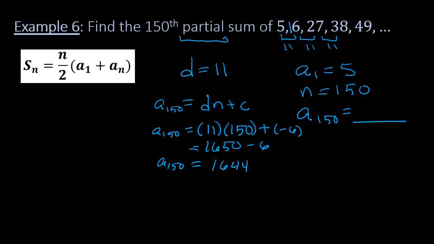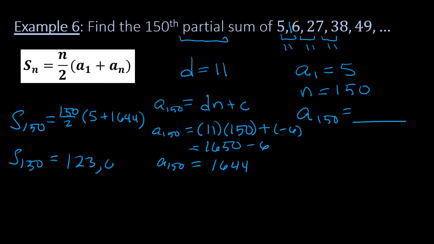So now I have everything I need for the sum formula. Please make sure you use all the subscripts correctly. The sum of the first 150 terms is 150 over 2, take your first term, add it to your last term, and we are good. So we're going to take 75 times 1,649. And when you do that, the sum of the first 150 terms is going to be 123,675.